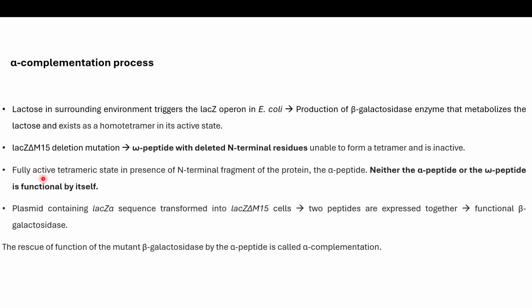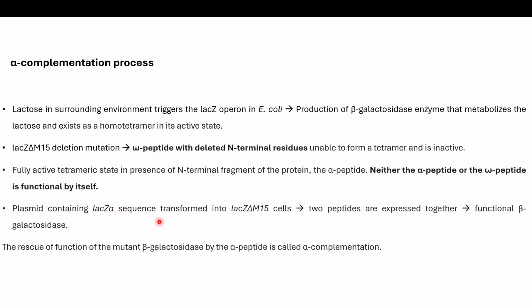Okay. Now, in order to regain its active tetrameric state, in the presence of the N-terminal fragment of the protein, the alpha peptide is introduced. This particular N-terminal fragment of the protein is introduced. Okay. Now, individually, neither the alpha peptide nor the omega peptide with the deleted N-terminal residues is functional by itself. Only when these two are brought together can it get into its active state, forming the homotetramer and performing the function of a functional beta galactosidase.